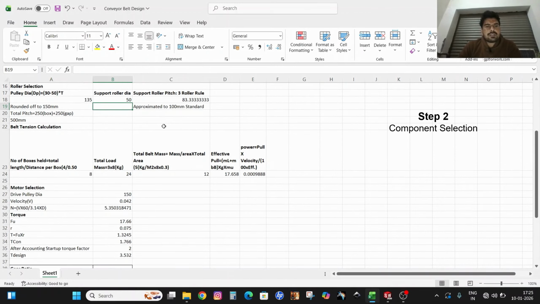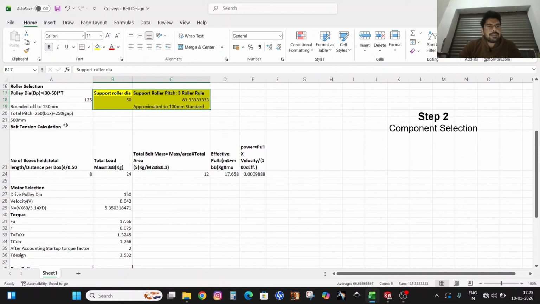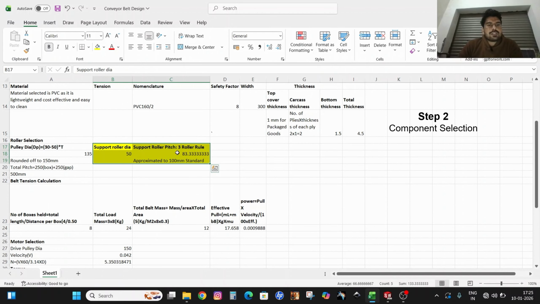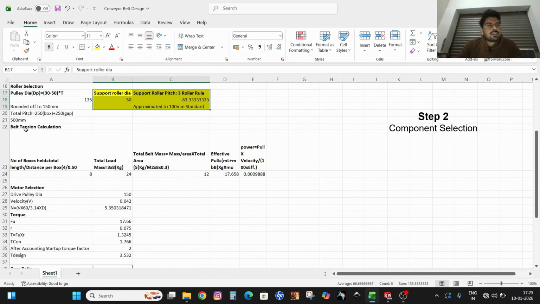Next is the support roller, and I have eliminated it, so I am not considering it. Instead of support rollers I have used support sheets, which I will be showing you in the CAD. Now the pulley diameter is 150 mm.